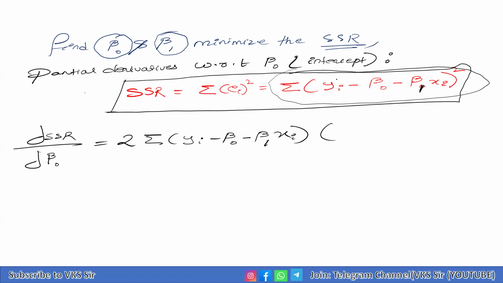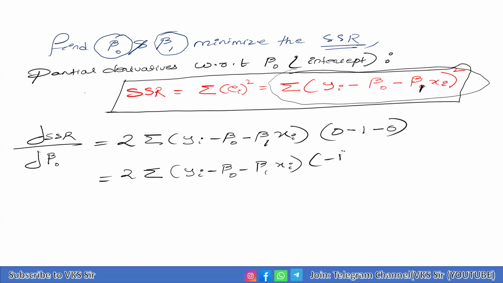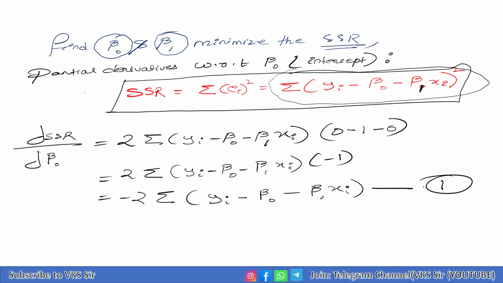Now again, derive inside this one with respect to beta naught. So yi gives 0, negative 1, negative 0. So now what will the final one be? 2 sum of yi, beta naught, beta 1, xi, and negative 1. If we finalize it, negative 2 sum of yi, the actual variable, intercept, coefficient, independent variable. So this one is the final equation 1.